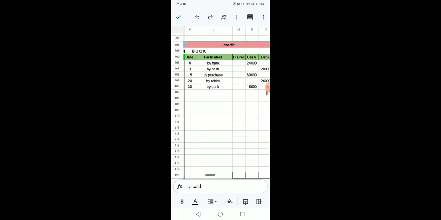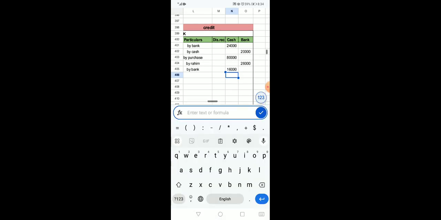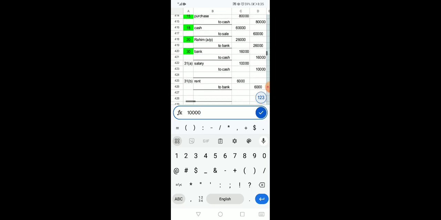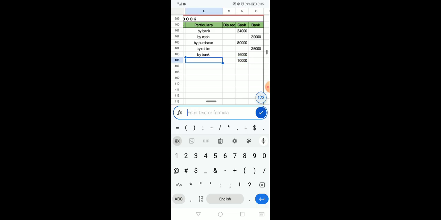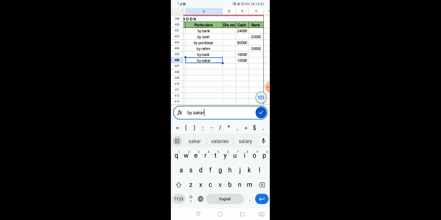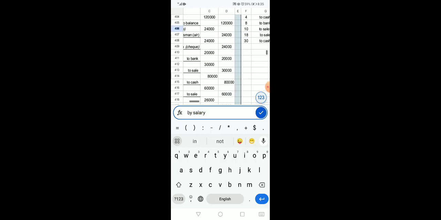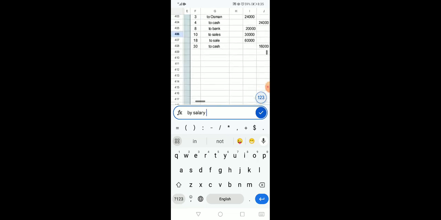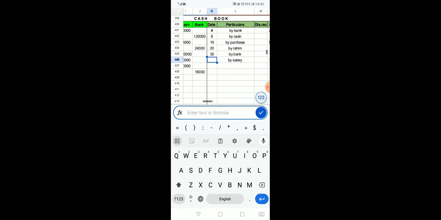There are two elements, but only one element we are associated with is cash. Cash is credited by 10,000. So you will go to the credit side of the cash and write 10,000 in the cash column. See its reference. What is written on the opposite side of the cash? That is salary. So you will write salary in the particular column, and now see its date, which is 31A. So you will write 31A over here.